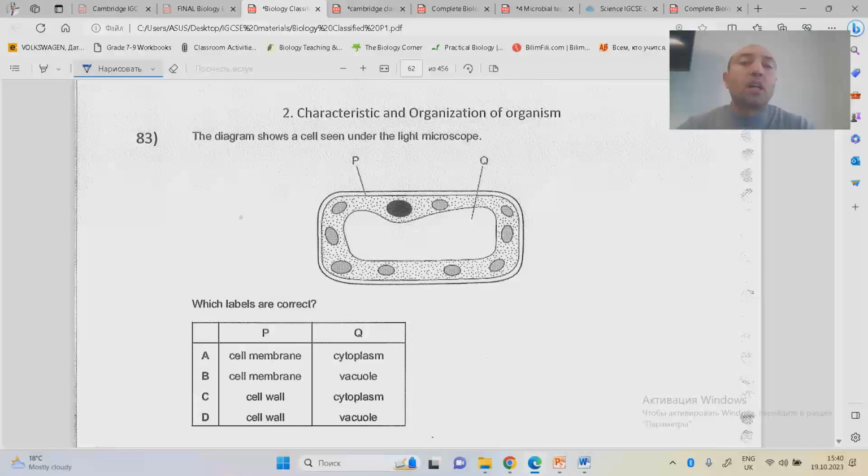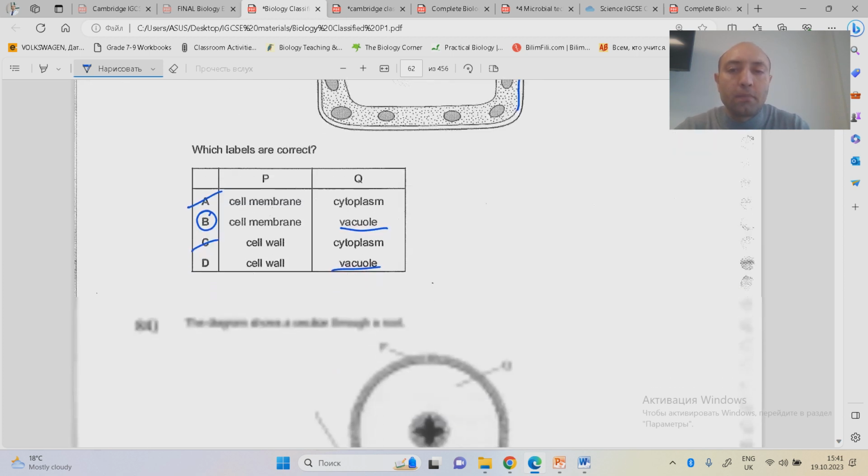Which labels are correct? Q 100% shows inside of the vacuole. Q shows vacuole, so let's eliminate A and C. For P, as you see, it goes to the inner part. So guys, don't forget this is a membrane in here, what we see. So it is B. So P shows membrane.